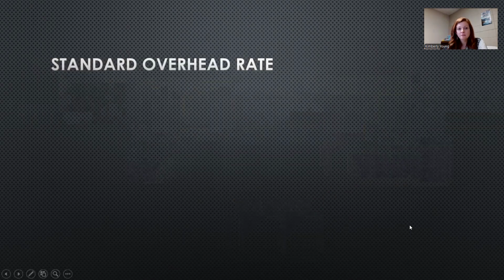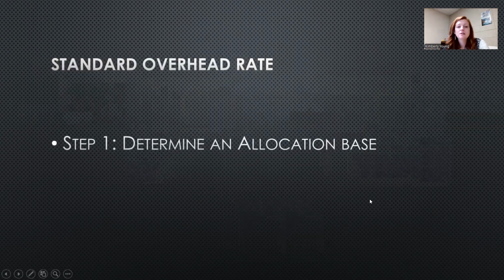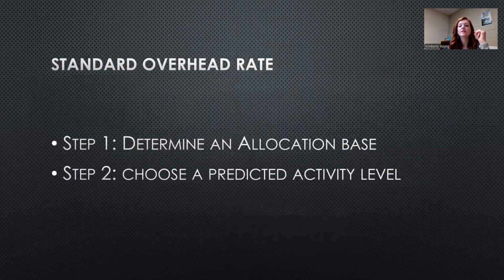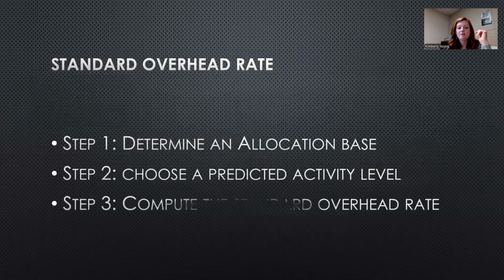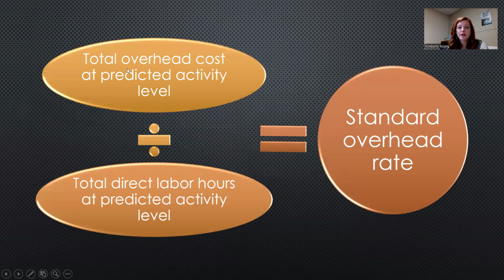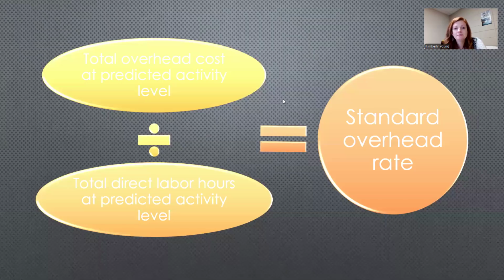So last thing we'll look at here is the standard overhead rate. This one's pretty simple. So we have the determine allocation base, which you already know. We figured out if it was direct materials, direct labor, whatever we're basing that overhead rate off of. And then we figure out what is the predicted activity level for that base. And then we come up with a standard overhead rate. Y'all have done this over and over again. Total overhead costs at the predicted level, so that might be $200,000 for the company, divided by the total direct labor hours, if that's what our base is. And that gives us that standard or predetermined rate.